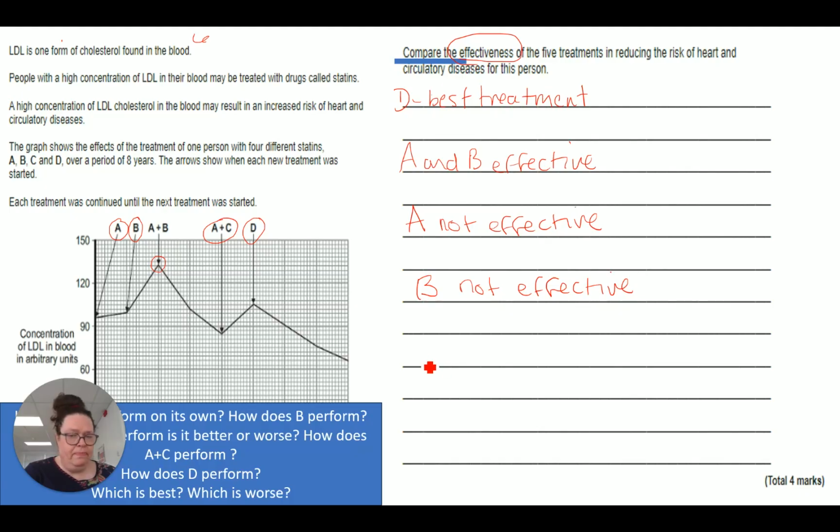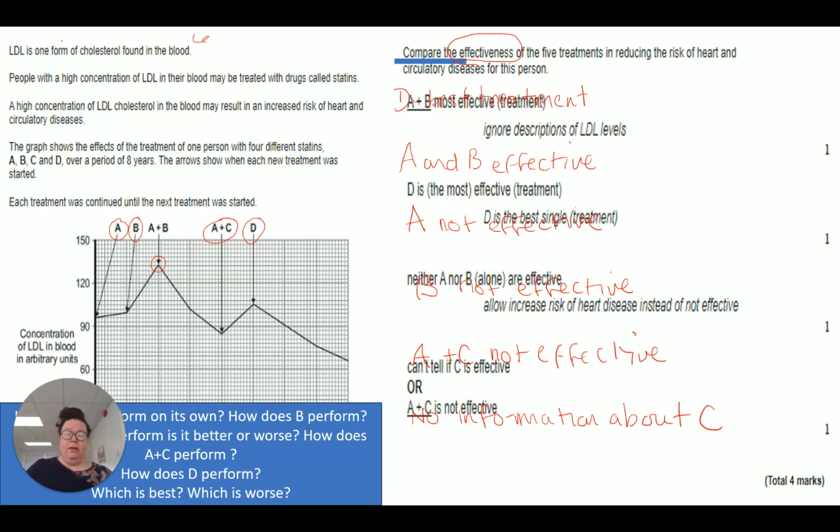Have we written that one? No, not yet. A and C not effective. Now, what about C on its own? We don't have C on its own. So, no information about C, or we can't say whether C is effective. Okay, so we're just looking at that graph and seeing which one reduced the cholesterol. So let's have a look at the actual mark scheme.